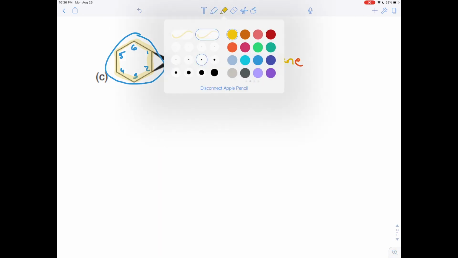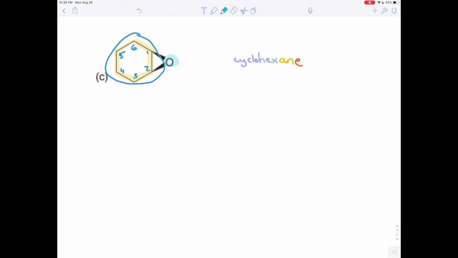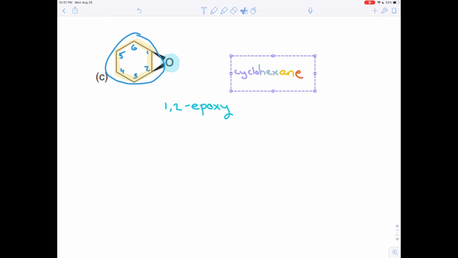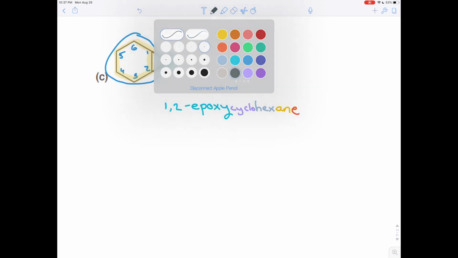Now for our branch. This is our one branch, and that branch is attached to carbon number 1 and to carbon number 2, and it is an epoxide. So it's called an epoxy ring because it's that 3-membered ring with oxygen being one of the members. So the full name for this, the backbone goes at the end, the full name for this molecule would be 1,2-epoxy cyclohexane.